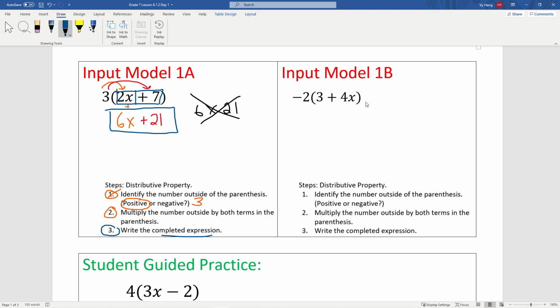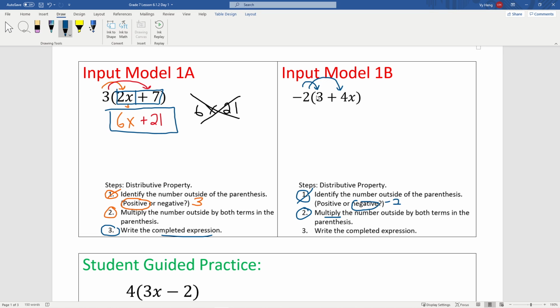All right, this one here is a little different. Why? Because in step 1, it says identify the number outside. Is it going to be a positive or a negative? Look, it's a negative. It's a negative 2. We identify that, and we're good. Then step 2 says to multiply the number outside, which was the negative 2, by both terms in the parentheses. Again, easy. You multiply this times this, and then this times this, this term and this term.